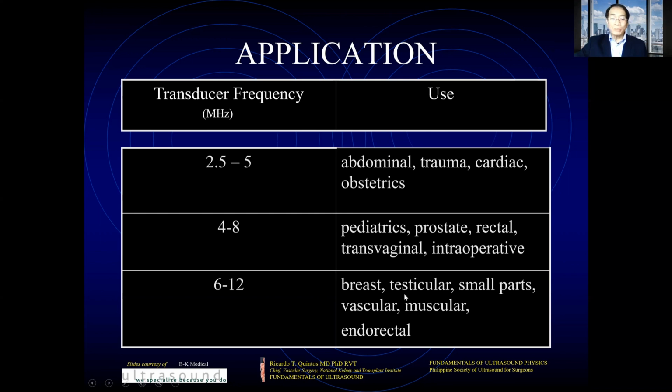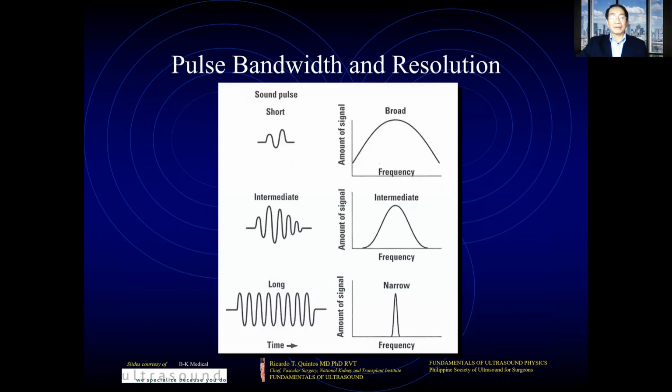Now, if you're going to look at small parts, the breast, testicular parts, vascular, muscular, endorectal, where you want to look at the different layers of the anorectal region, then you need a higher frequency because it is very shallow. You don't need one that penetrates very, very deep, and it affords a very, very good resolution at that frequency.